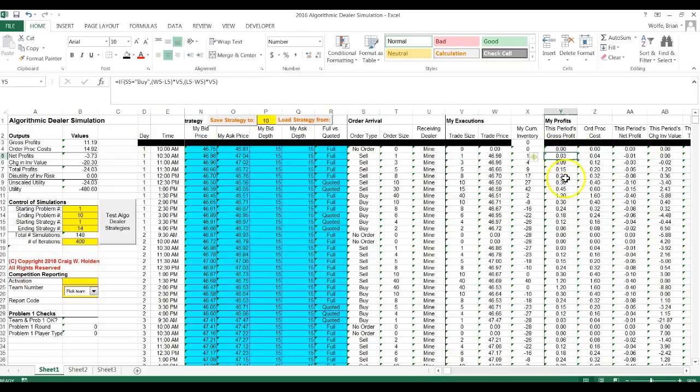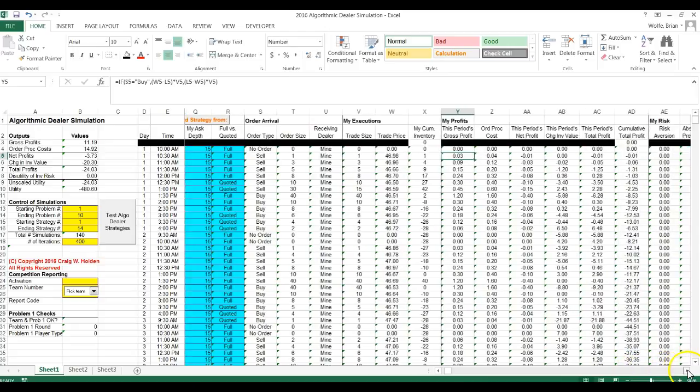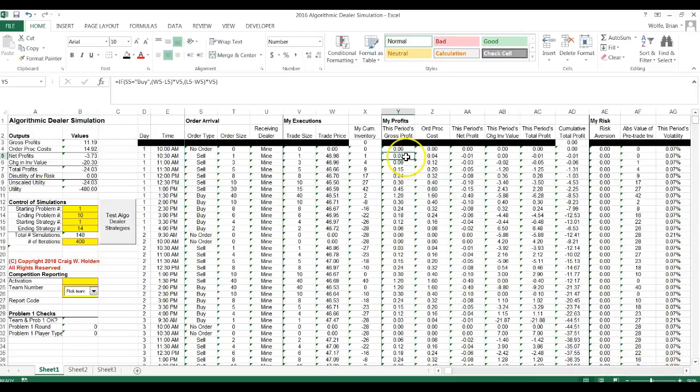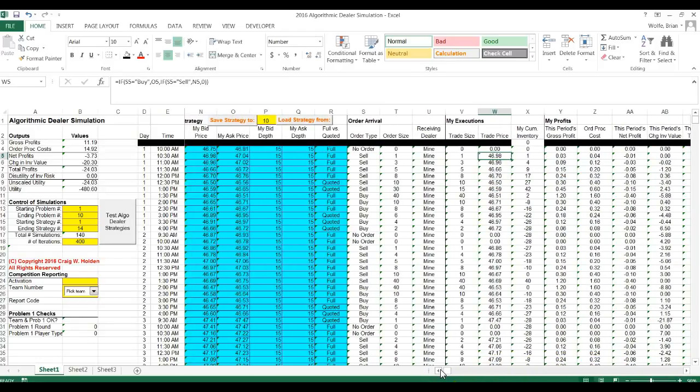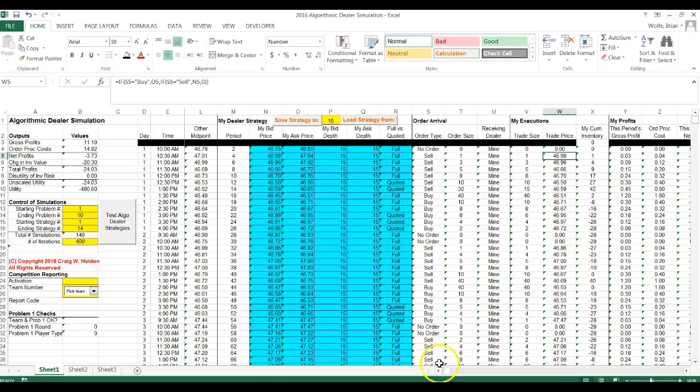And you can see I actually made some profit. So how did I make profit? It looks like I made 3 cents profit. Well, I bought at 46.98, and if we come over here and look at the midpoint, it is 47.01.